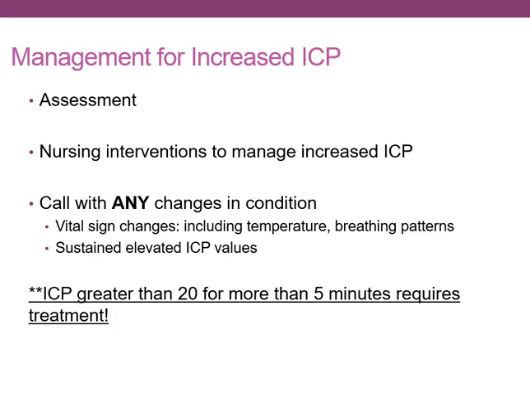So first and foremost, it's assessment. Assessment in a neuro patient, and fundamentally in any patient, is the most important thing that you're ever going to do, because you're assessing to see where this patient is at baseline, and whether my patient has any changes during my shift. So we're going to do a neuro exam. We're going to look at LOC, pupils, neurostatus, ICP, CPP. We're going to look at vital signs. We're actually going to look at I&O because of some of the treatments that we're going to give. We're going to call for any changes in condition, vital signs including temperature, breathing patterns, sustained elevated ICP. ICP greater than 20 for more than 5 minutes requires treatment.